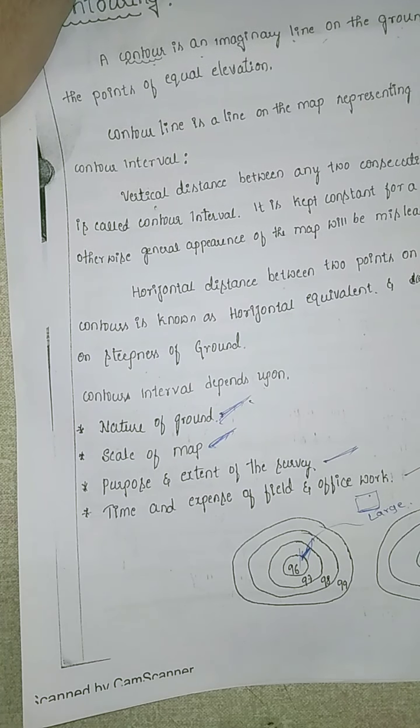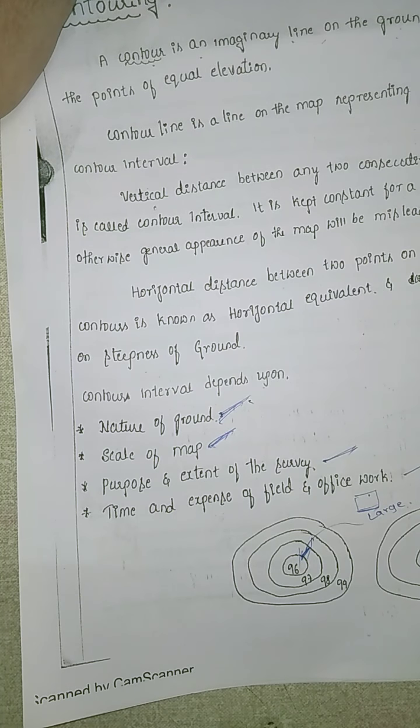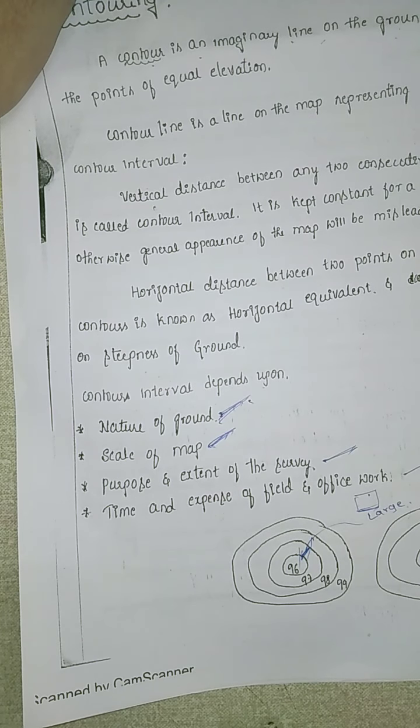Then the purpose and extent of the survey. The contour interval largely depends upon the purpose and extent of a survey. If the survey is intended for detailed design or accurate work calculations, a small contour interval should be taken, so that we get a more accurate result. In the case of location surveys for lines of communication, a reservoir or drainage, where the extent of the survey is large, a larger contour interval should be taken.